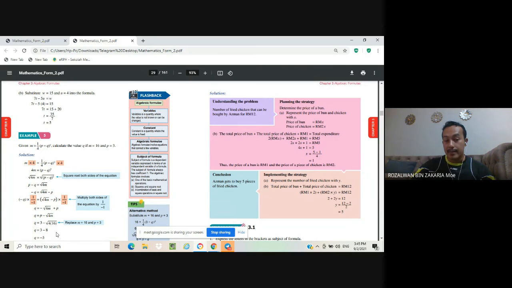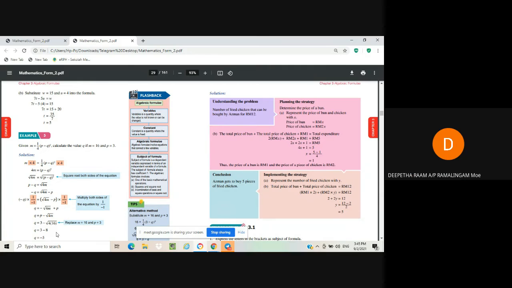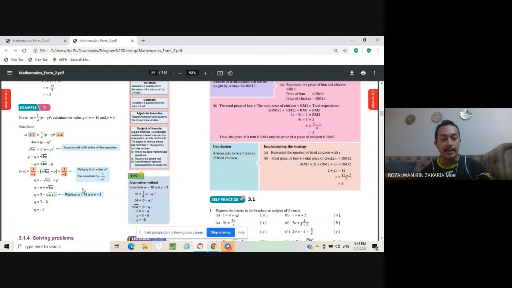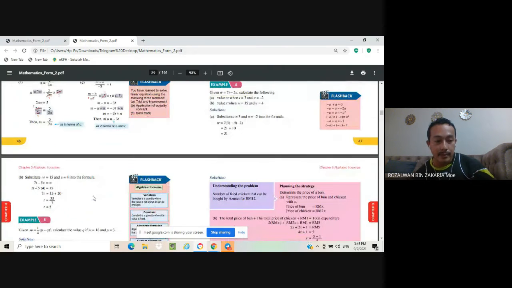4 multiplied with 16 equals 64. So the square root of 64 equals 8, because 8 times 8 equals 64. That's why here is minus 8. So q equals 3 minus 8, which becomes minus 5. That's the answer.